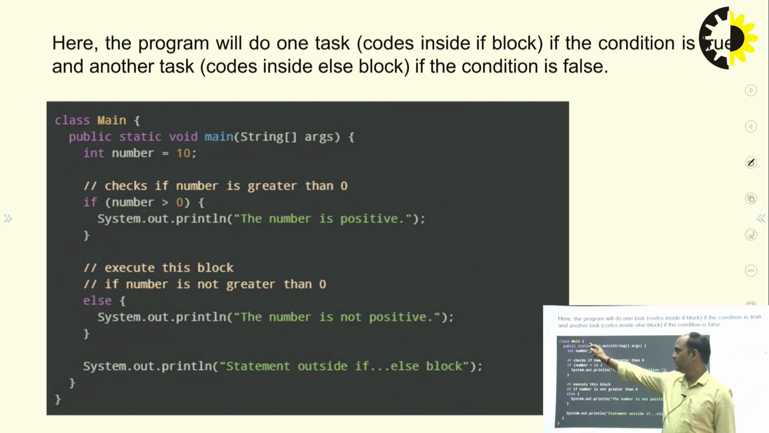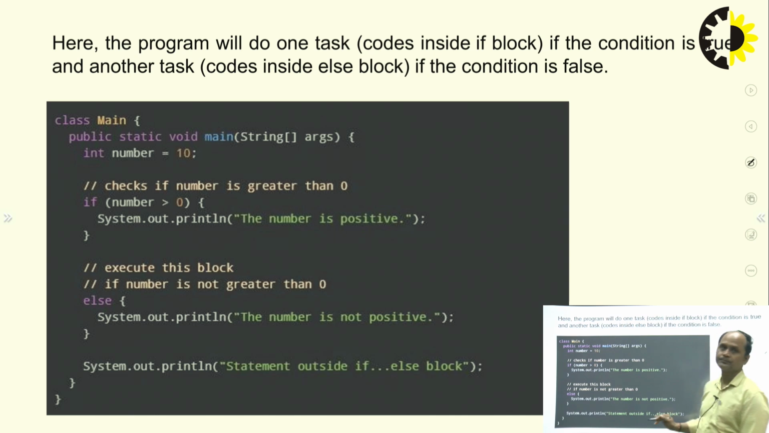Here we have defined the class, public static void main, and an integer variable declaration. If the number is greater than 0, it prints that the number is positive. This is the if statement. In the else statement, it prints that the number is not positive. Outside the if-else block we have another statement. These are the three statements we have declared in this program. One statement is here, another here, another here.